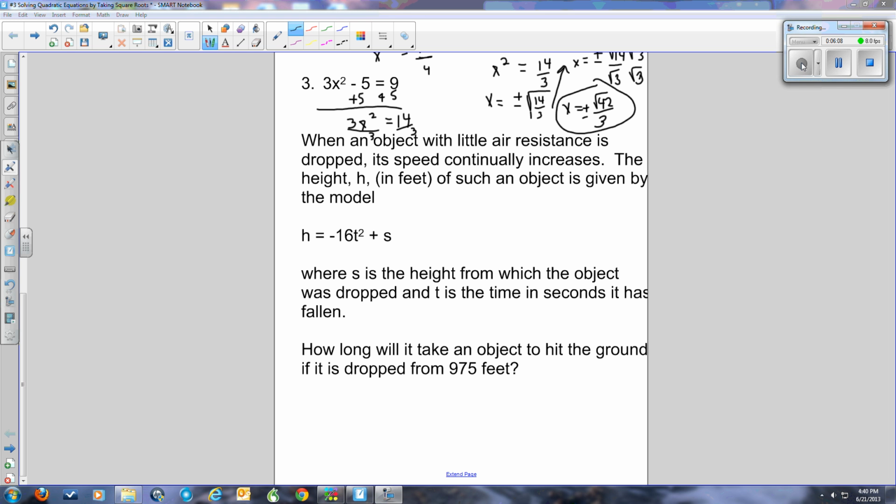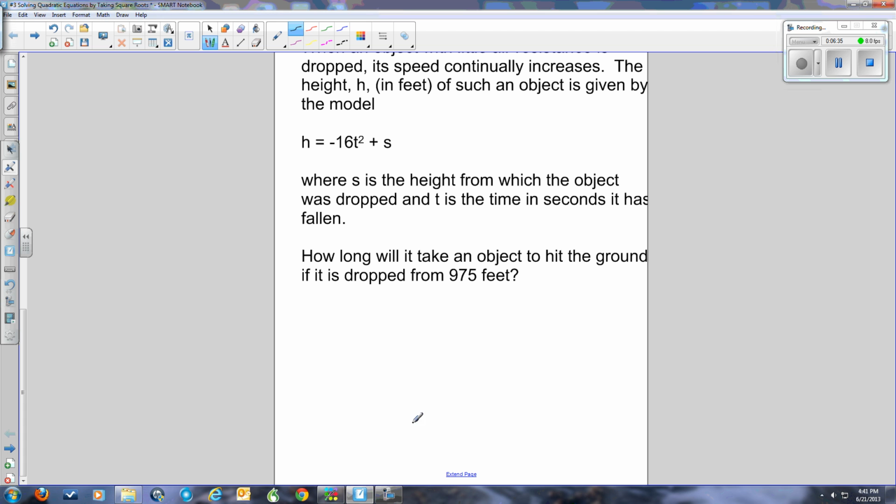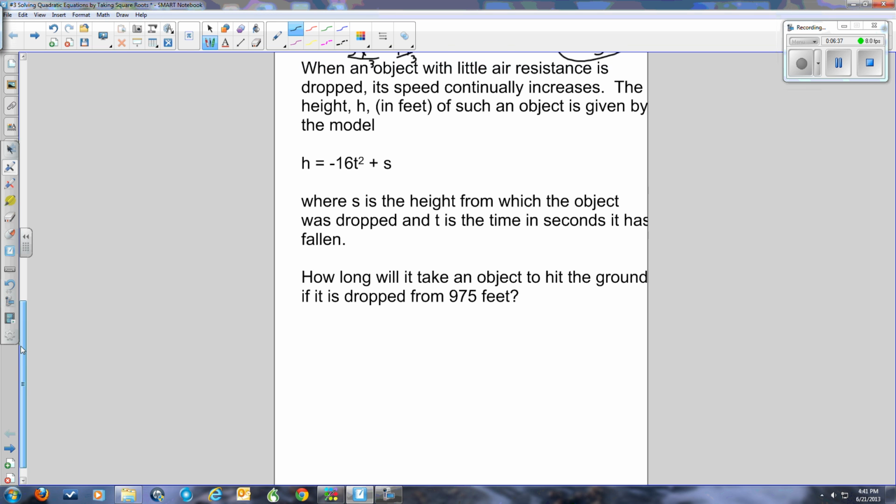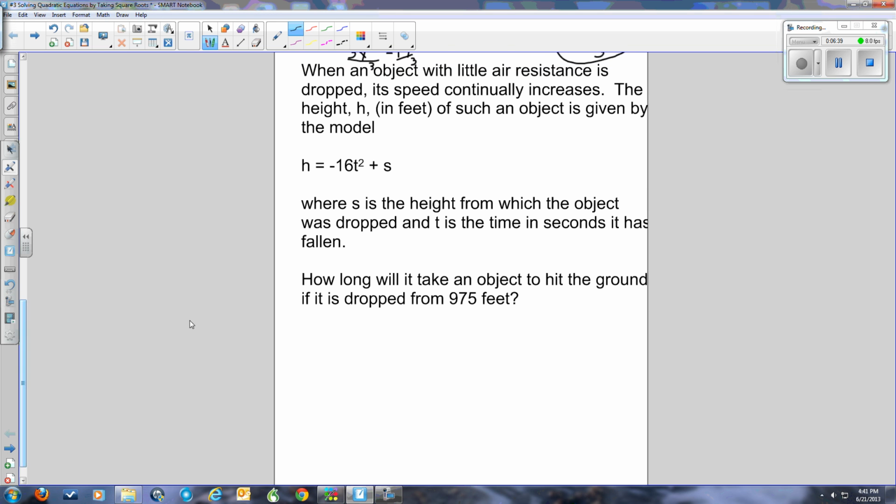Now let's move on to our next problem. When an object with little air resistance is dropped, its speed continually increases. The height h in feet of such an object is given by the model h equals negative 16 t squared plus s, where s is the height from which the object was dropped, and t is the time in seconds it has fallen. How long will it take an object to hit the ground if it is dropped from 975 feet? So let's start with our equation here.